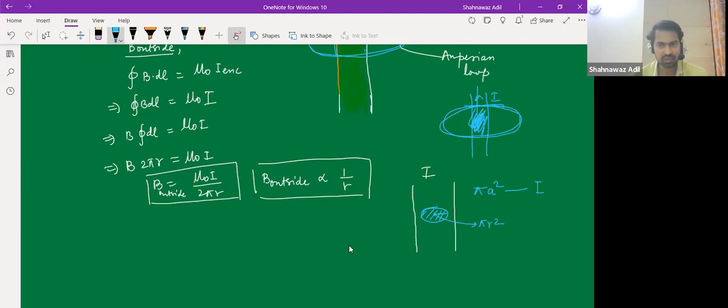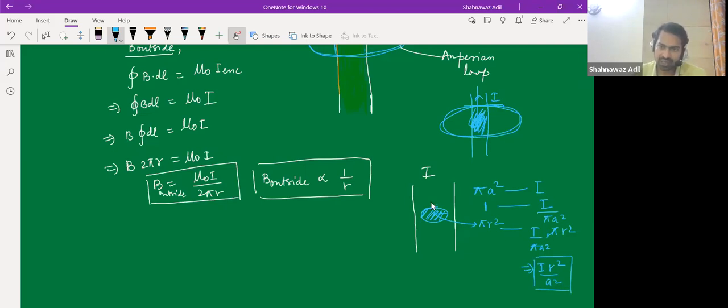Is this clear? So this region, this surface is pi r square. So if I calculate in unit area, this would be I by pi a square. And in pi r square area, this would be I by pi a square into pi r square. So this is I r square by a square. Is this part clear to you guys?